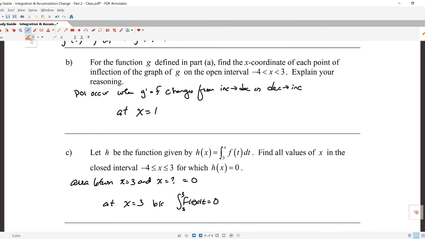So for part C, it's at x equals 3 and at x equals -1 and +1. And we can say due to congruent opposite areas.